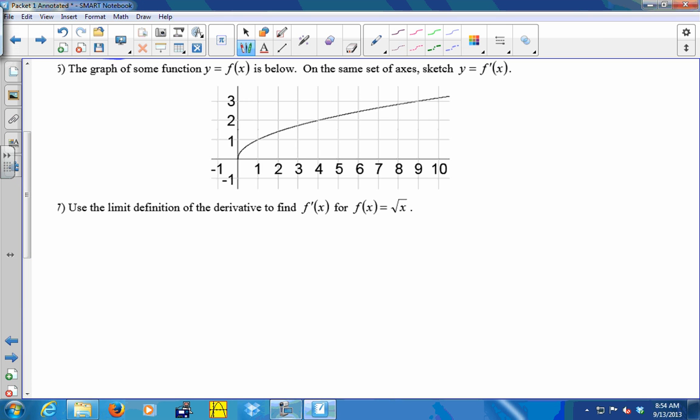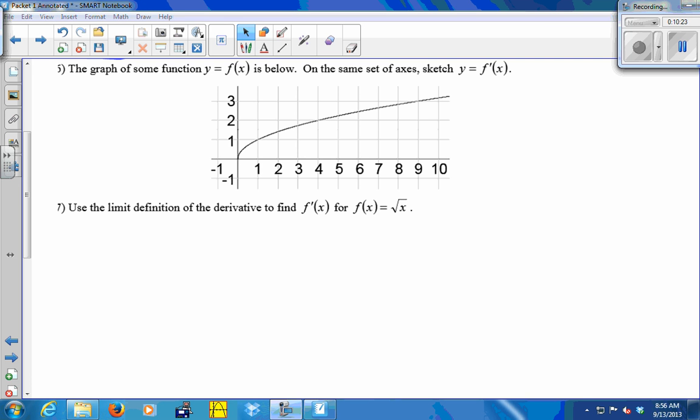So the graph of some function y equals f of x is shown here. And again, your graph was a little messed up, but you have all the important pieces. On the same set of axes, we want to sketch f prime of x. This is like the one we just did a little bit earlier. I want you to try it on your own first, and then we will discuss.